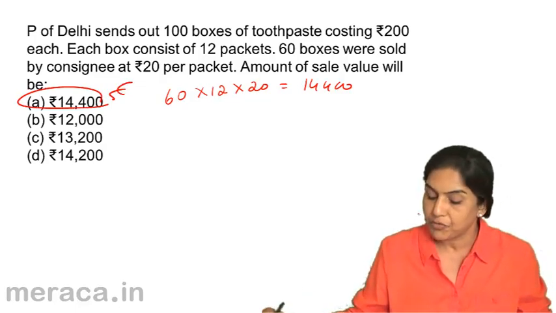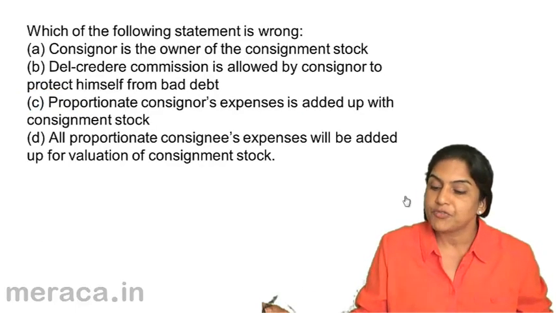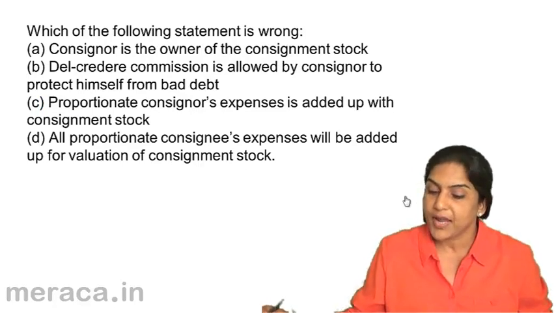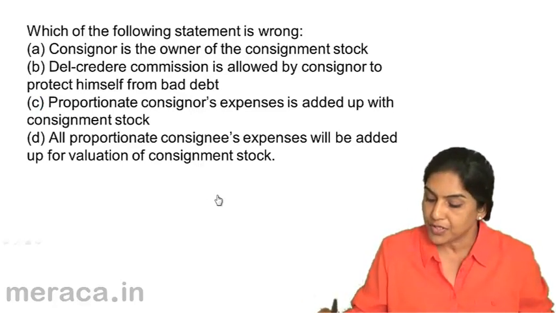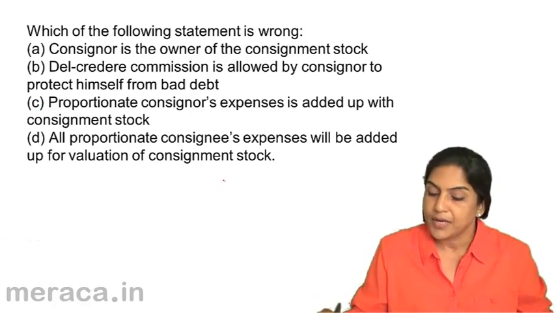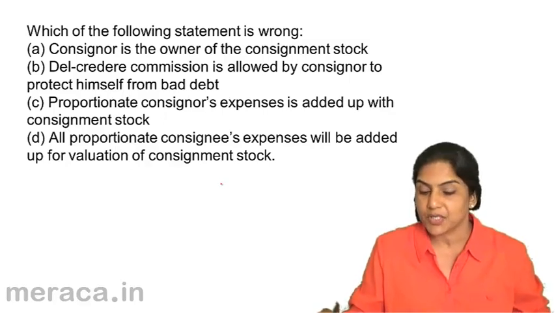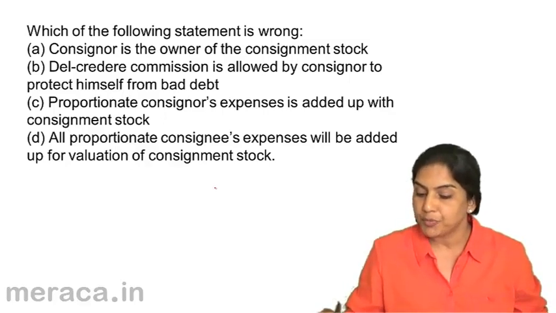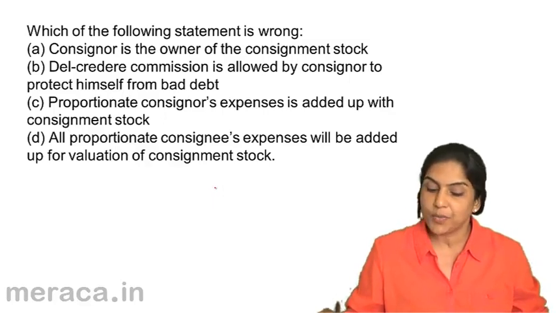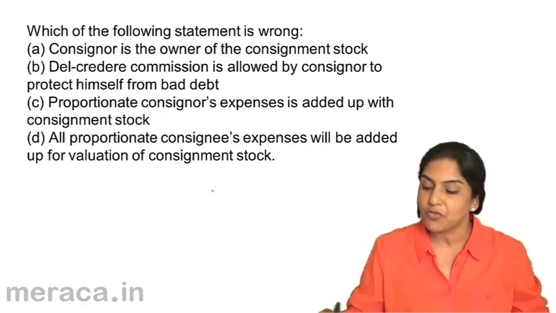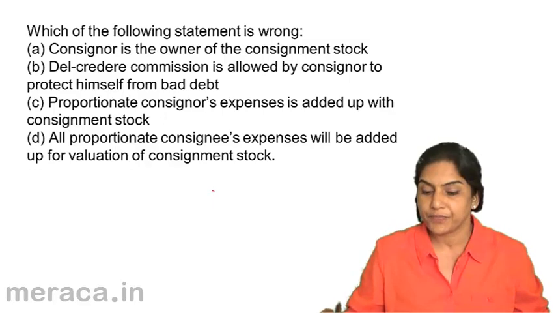A, 14,400. Which of the following statements is wrong? A, consignor is the owner of the consignment stock. B, Del-credere commission is allowed by consignor to protect himself from bad debt. C, proportionate consignor's expenses added up with consignment stock. D, all proportionate consignee's expenses will be added up for valuation of consignment stock.